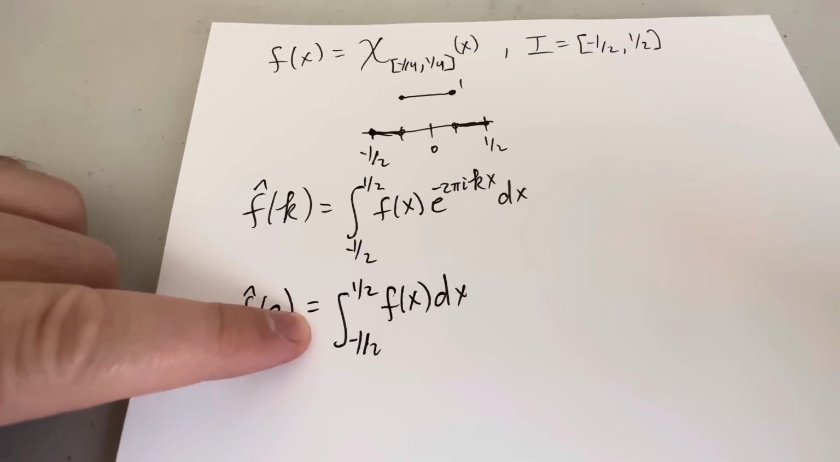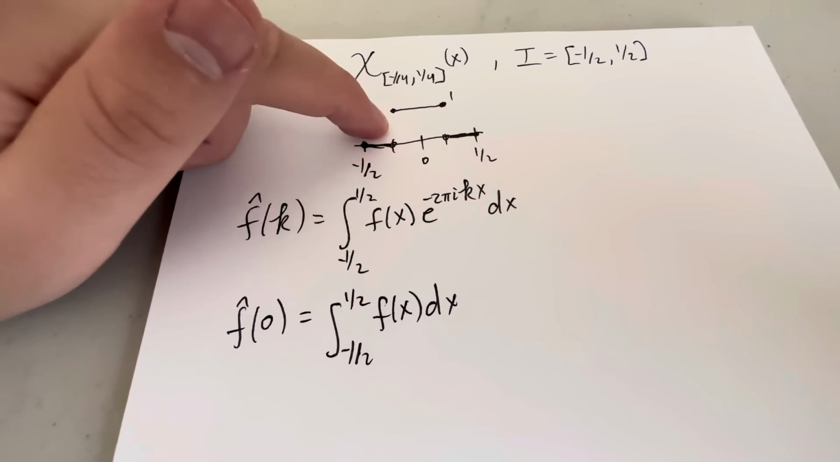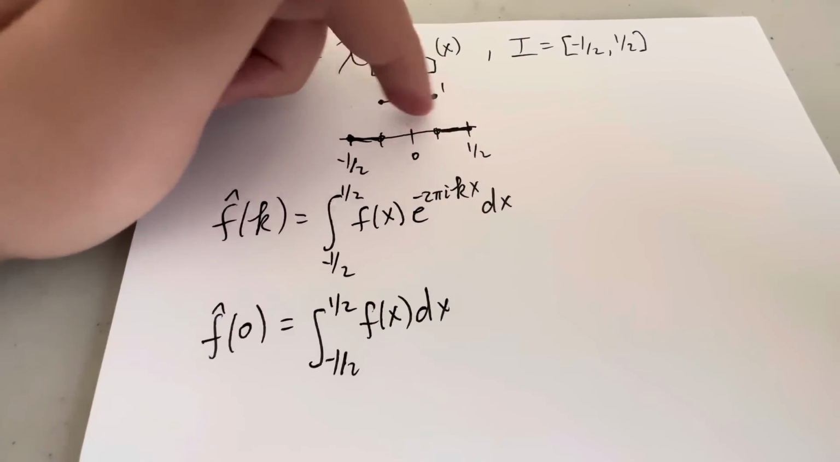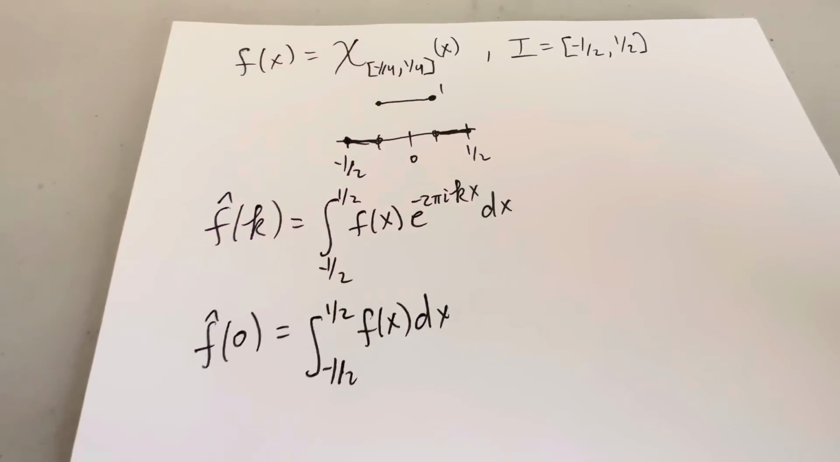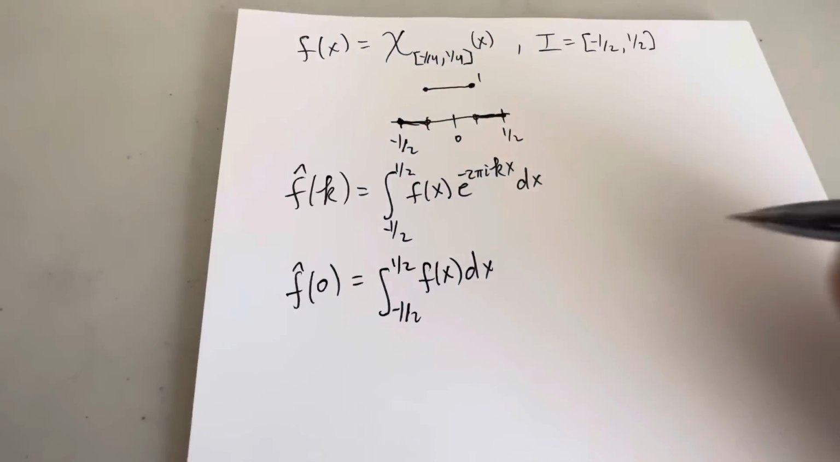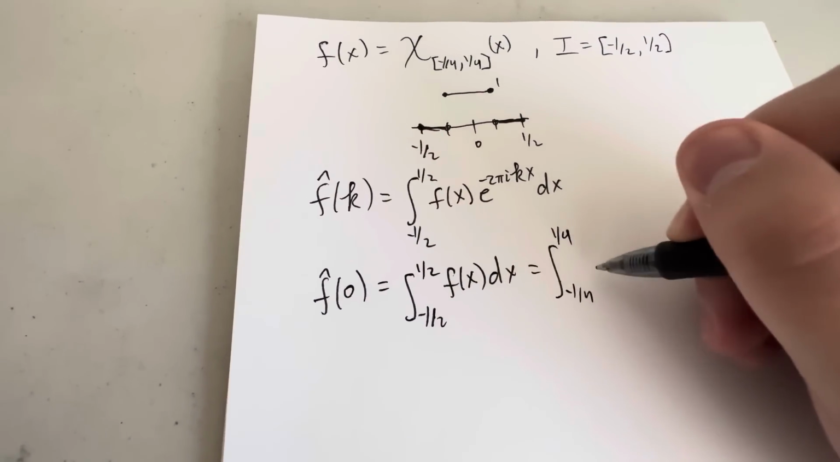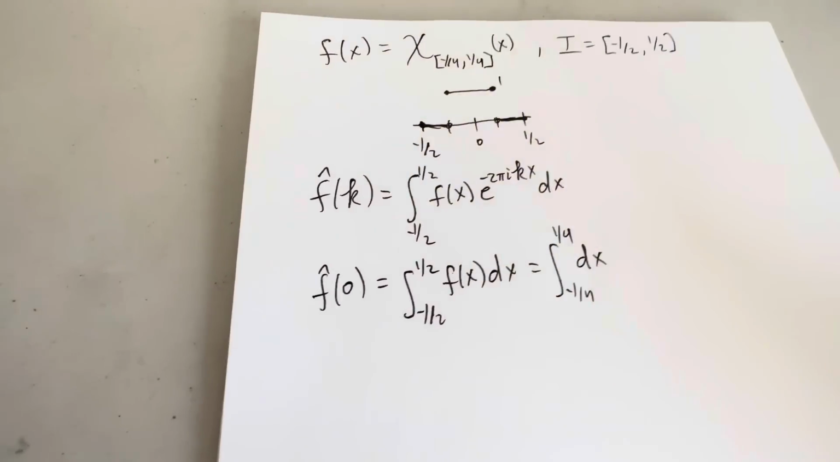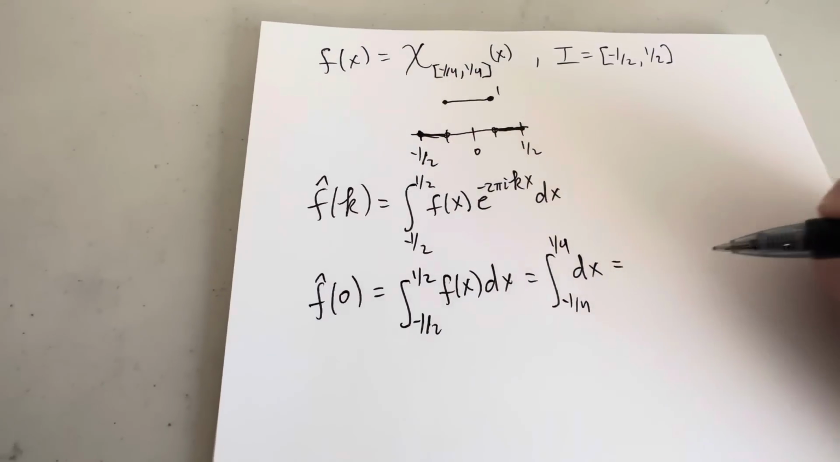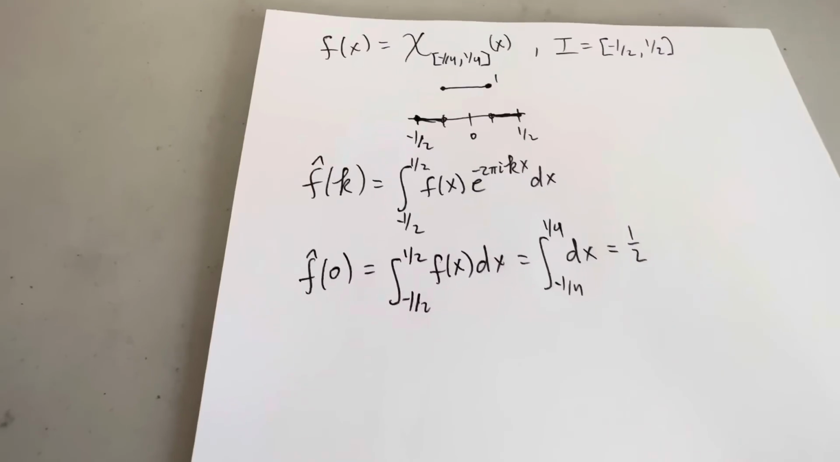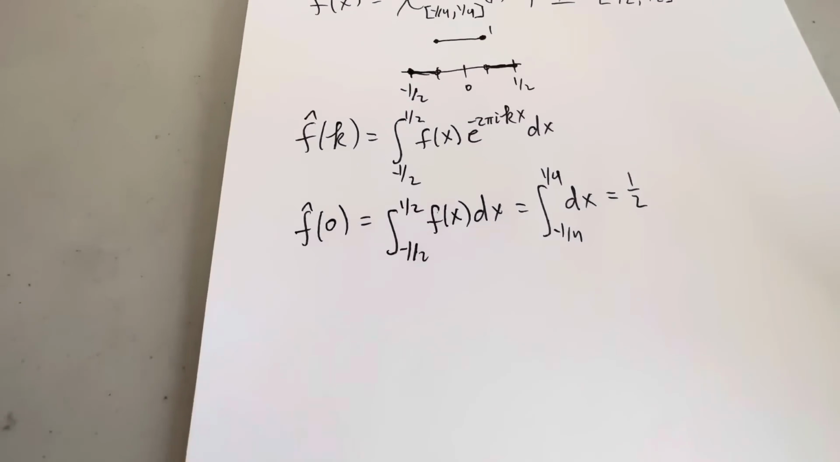But you'll notice that f is 0 on this interval and this interval. So the integral all comes from what's happening between negative 1/4 and 1/4. And it's equal to 1 on that space. So this integral is the same as the integral from negative 1/4 to 1/4 of dx. And that just gives you the length of the interval, so that's equal to 1/2. So we know what the Fourier coefficient at 0 is.